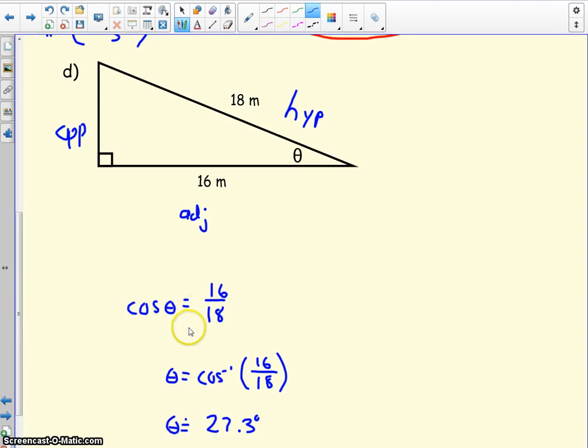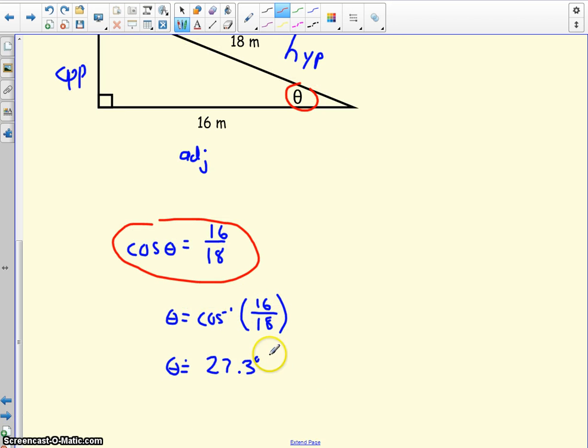Alright, with SOHCAHTOA, the first thing I want to do, once I choose the angle I want to solve for, is label my sides accordingly. My longest side is the hypotenuse, the side across the triangle from my chosen angle is the opposite, and the last one is the adjacent. So I have the adjacent and the hypotenuse. I want to solve for the angle, so the ratio I'm going to choose is the cosine ratio. So cos of theta will be 16 over 18. I take the cos inverse of both sides, and I get 27.3 degrees as my final answer.